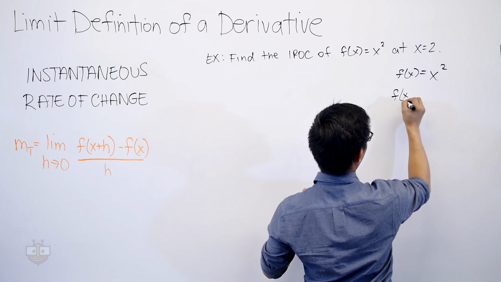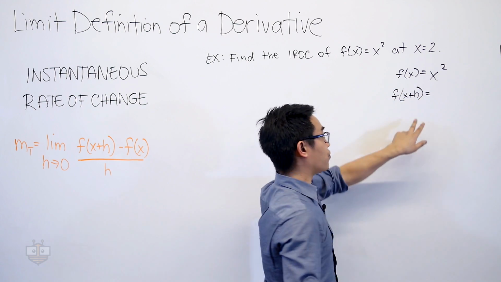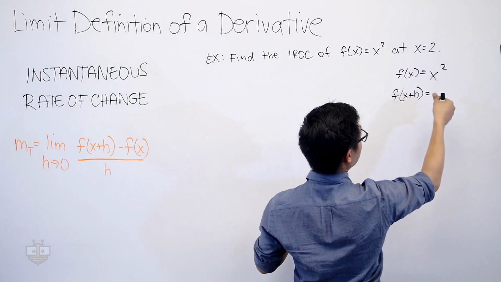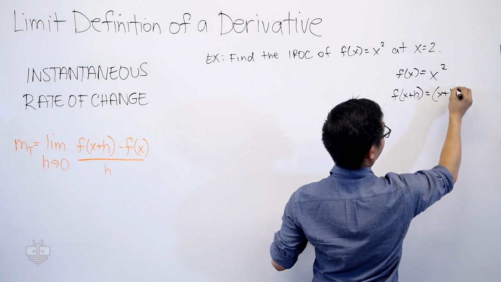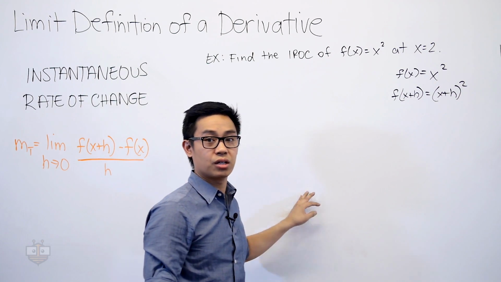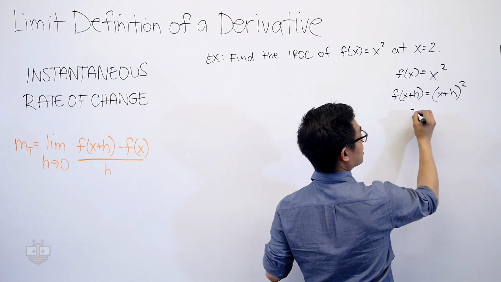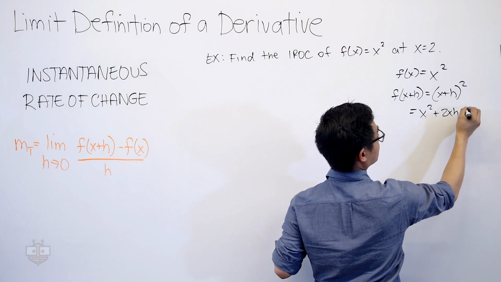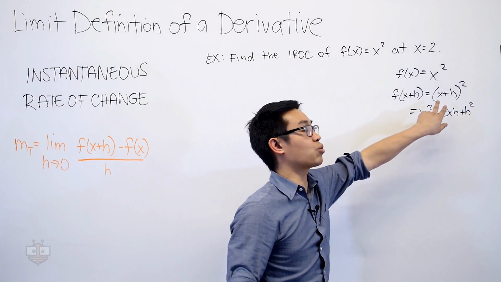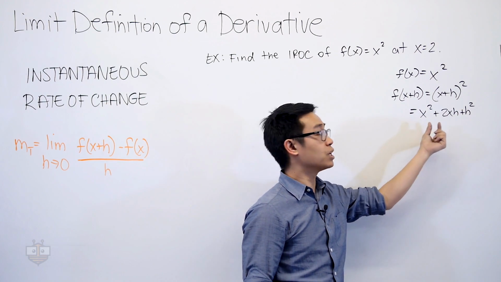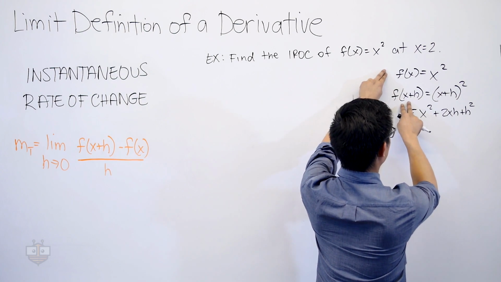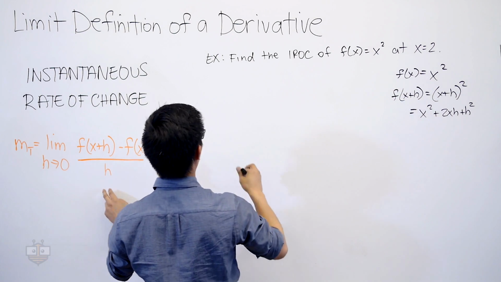So f at x plus h is, what does it mean to find f at x plus h? It means take x plus h and sub it in for x into the function. We can expand and simplify here to get x squared plus 2xh plus h squared. Keep in mind, to square a binomial, you square the first, you double the product, and then you square the last. So let's take f at x plus h and f at x and write it into this formula.